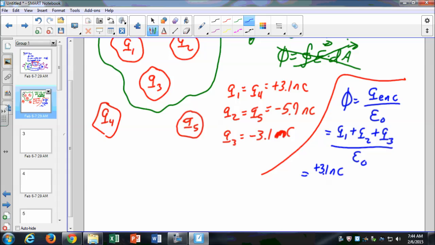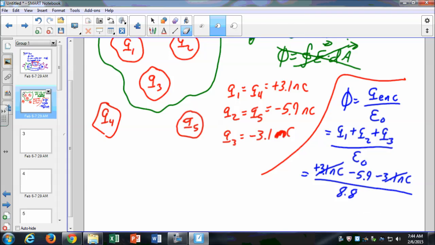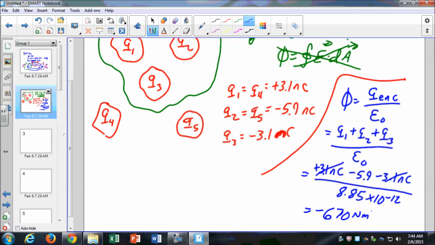nanocoulombs. Minus 5.9 minus 3.1 nanocoulombs. And these cancel because they're equal and opposite, divided by 8.85 times 10 to the minus 12. Alright, and I would do that, I get a net flux of negative 670 Newton meter squared per coulomb.